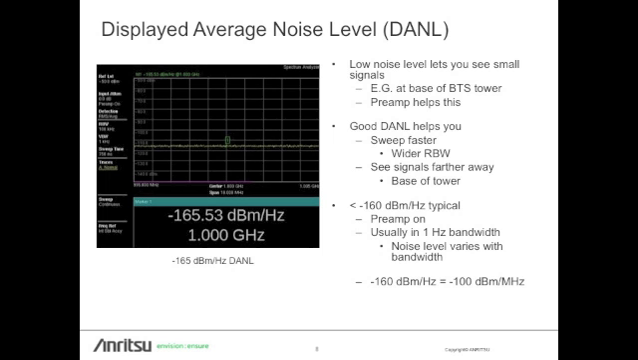A good spec for that is minus 160 dBm per hertz, typical. And we don't really need to make accurate measurements here, so typical specs are pretty useful. We're trying to get an indication of where the emitter is. That spec is usually in a 1 hertz bandwidth, or normalized to 1 hertz, because noise varies with bandwidth. If I get more bandwidth, I get more noise.